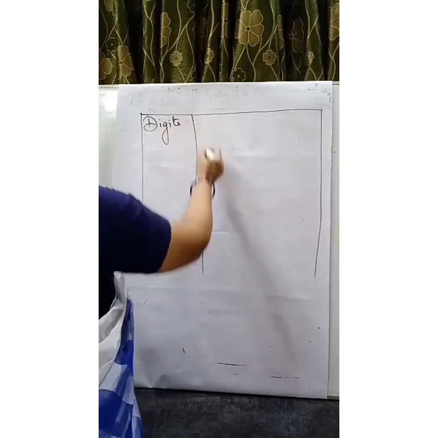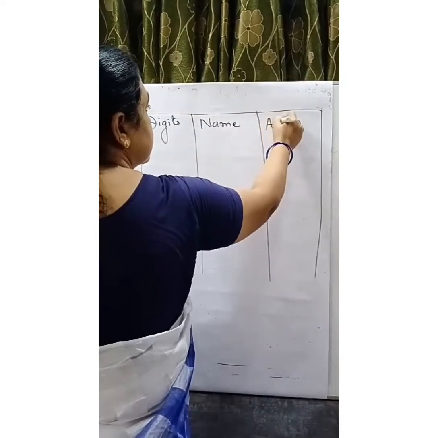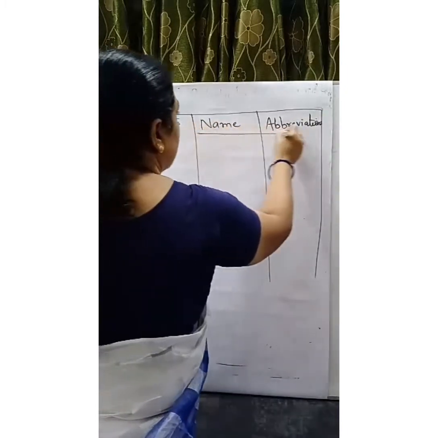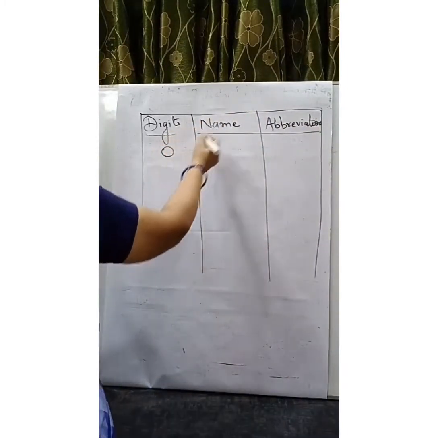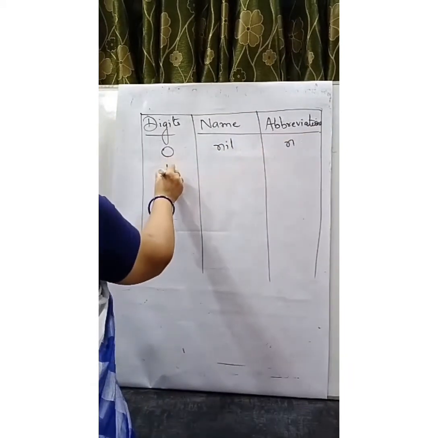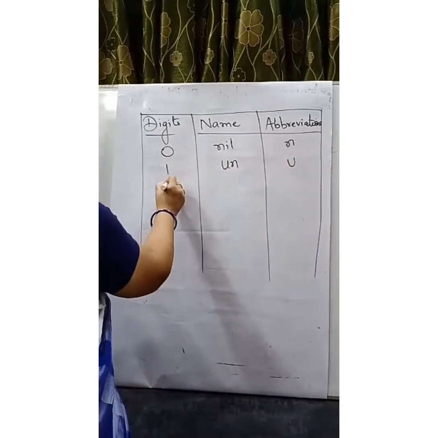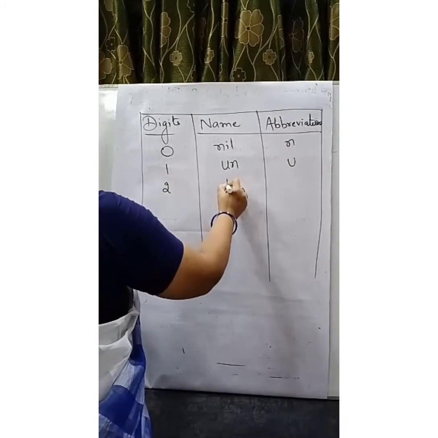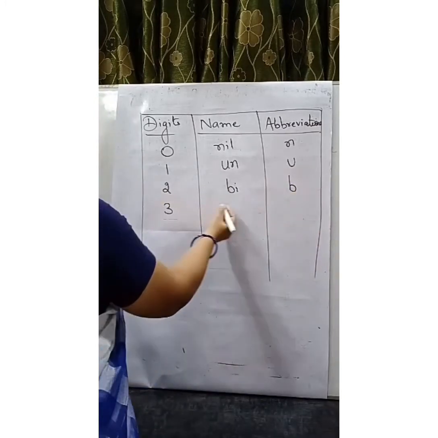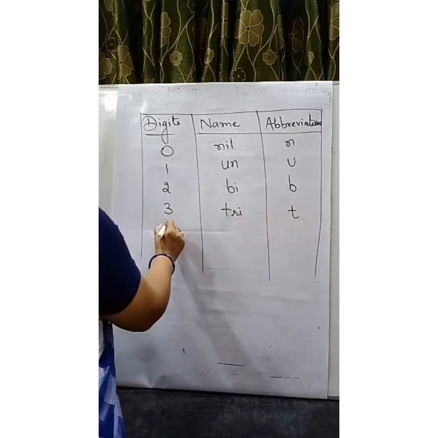Digits, name and the abbreviations. When the digit is 0, the name used is nil. Abbreviation is N. For 1, un. Abbreviation is U. For digit 2, bi. Abbreviation is B. 3 is tri. T is the abbreviation.